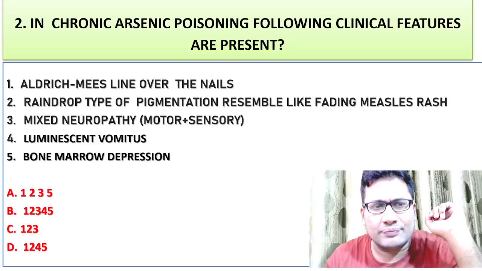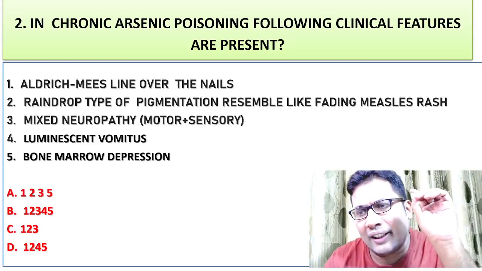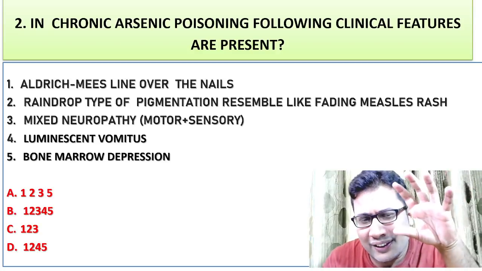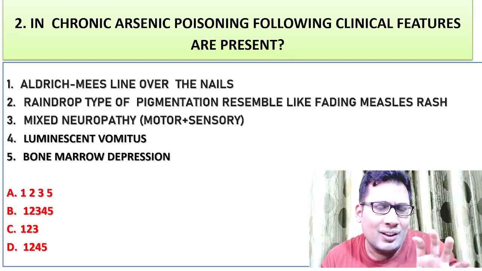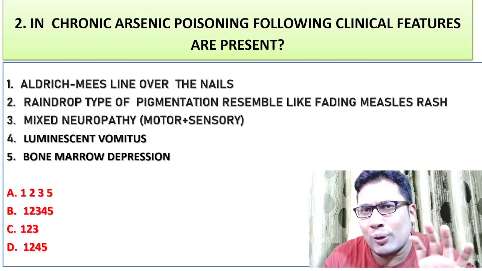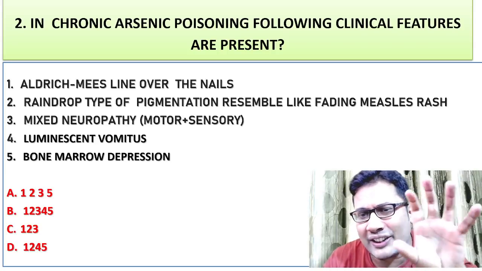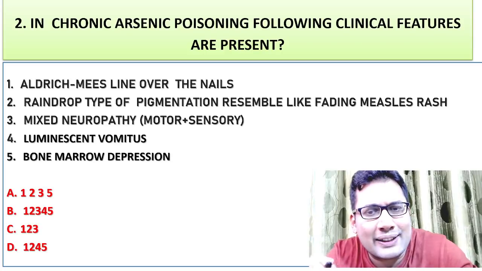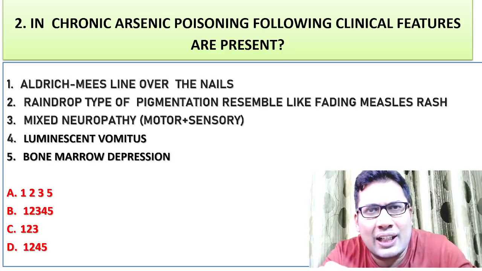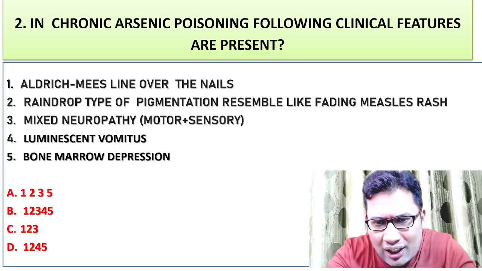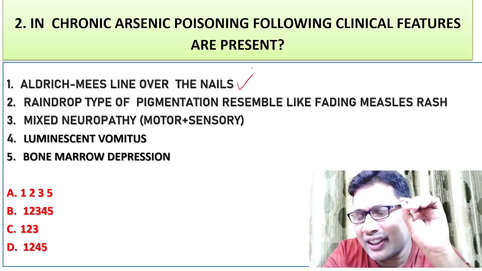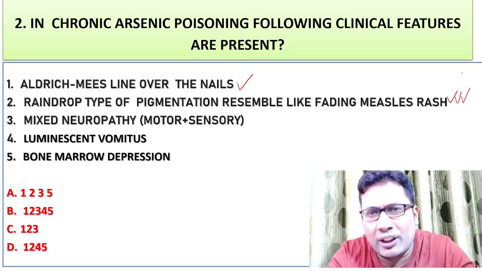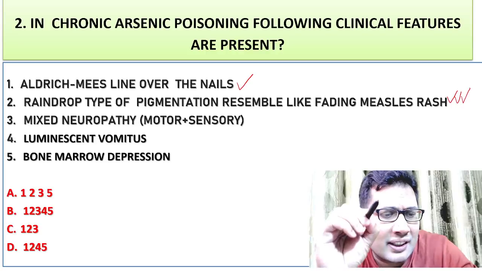Let's see the second question. Again it is a very commonly asked question and we discussed it many times in our classes. There may be some changes in the option and the question frame. Don't worry about that. Worry about the topic, that is arsenic poison. In chronic arsenic poisoning, the following clinical features are present. Option A, Aldrich Mees lines. Aldrich Mees lines are the white color lines seen over the nails. Raindrop pigmentation is one of the very important features that can be seen in case of arsenic poison.